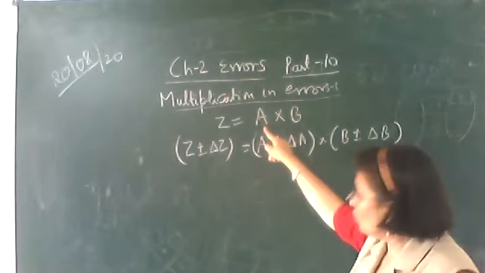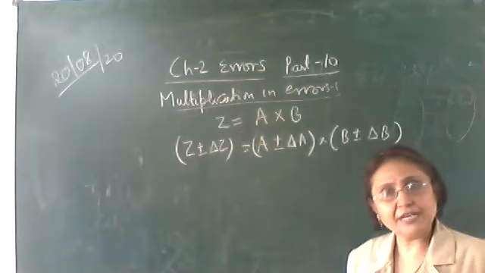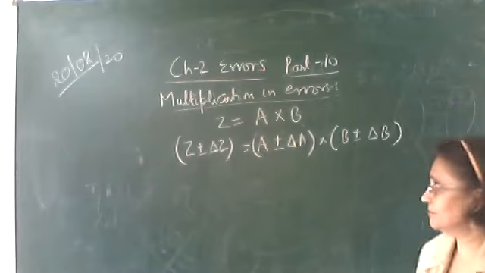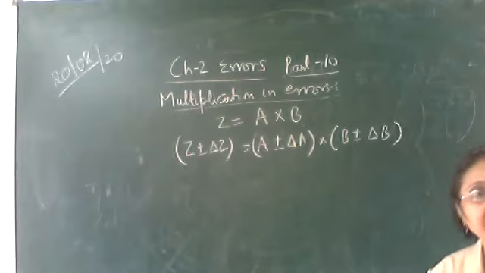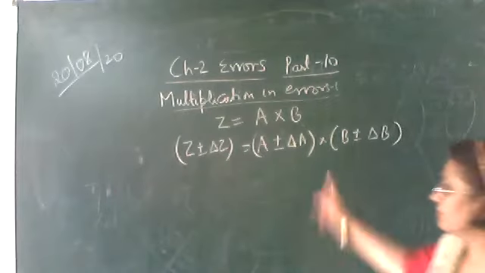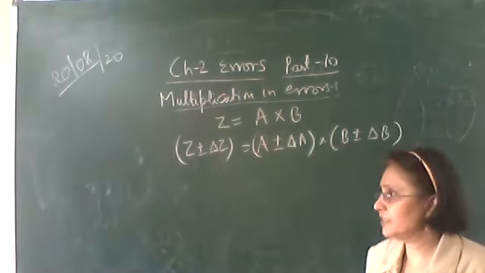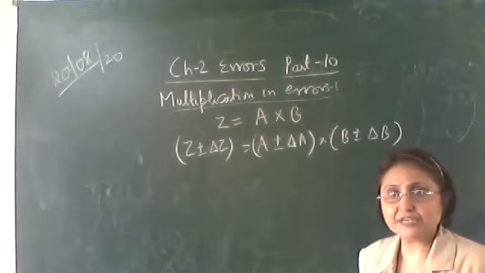True values multiplied, let the product be z. But when the measured values, a plus minus delta a and b plus minus delta b, are multiplied, the product will have some absolute error, but let it be plus minus delta z.